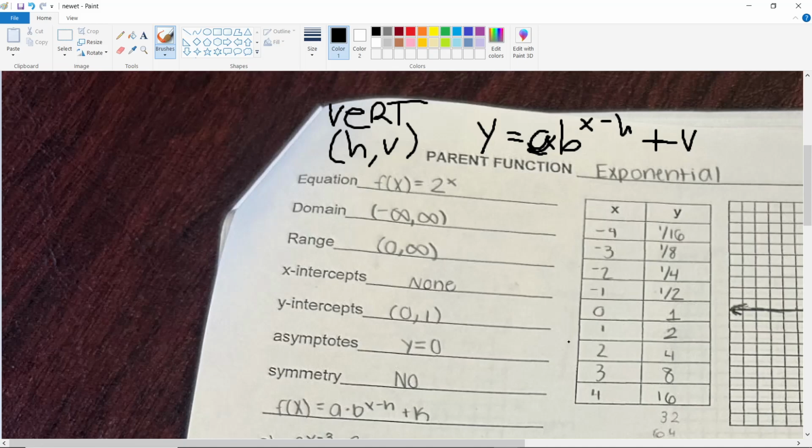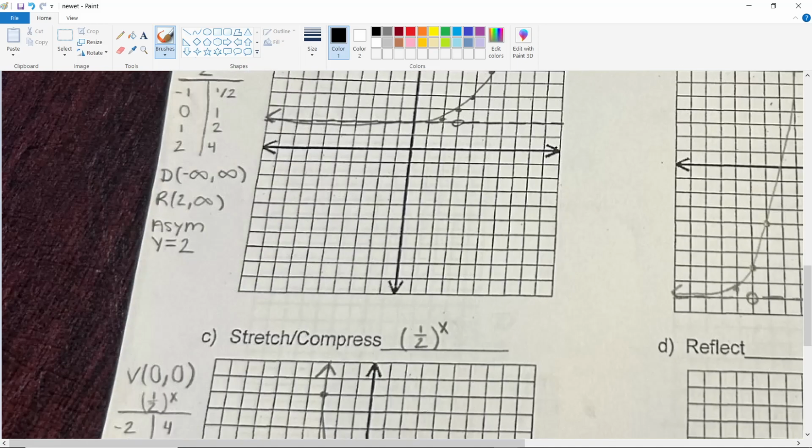b to the x minus h plus v. h, v is the vertex. So domain is always negative infinity to infinity. Range is the asymptote to infinity. If this a is negative, then the range is going to be to negative infinity. If the a is positive and the v is negative, then it will have an x-intercept. If the a is negative and the v is positive, it will have an x-intercept. If b is less than 1, like 1/2 raised to some power, then it's going to be reflected across the y-axis. If a is negative, it's reflected across the x-axis.